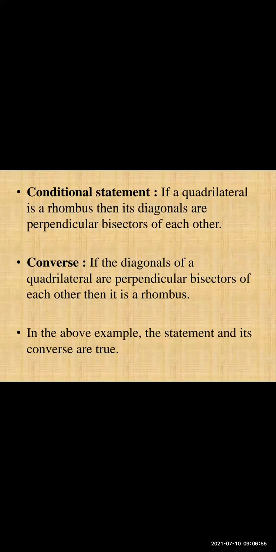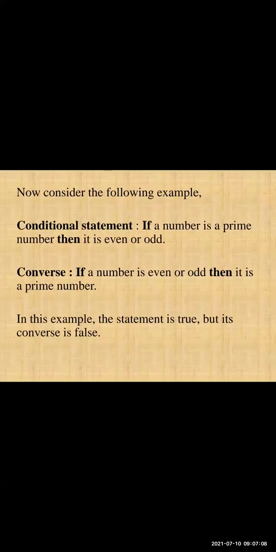Now, when we change the example to one whose converse is not true, which kind of examples will come when the converse is not necessarily true? The next we are going to see here. Now consider the following example. The example is: if a number is a prime number, then it is even or odd. Now this is the conditional statement.